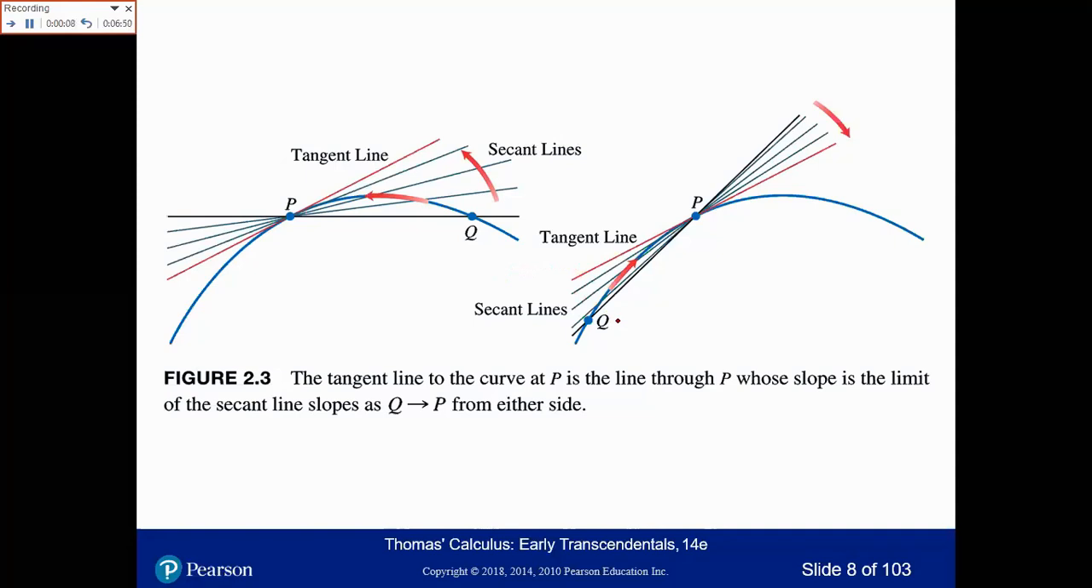This is where Q is, and this is where P is. So we're introducing Q. What we want to do is move Q on this curve, and we take this Q all the way until Q becomes where? As close to P as possible, until Q goes into P.